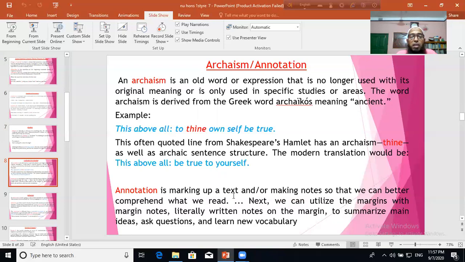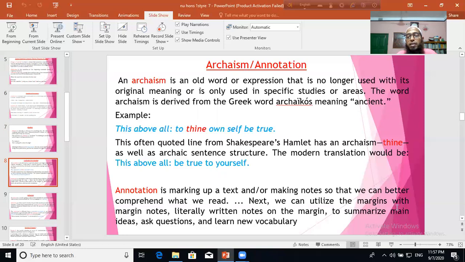So annotation is marking up a text and or making notes so that we can better comprehend, we can better understand what we read. This is a work done when reading. Sometimes we highlight, sometimes we red mark some words or events or dates. Sometimes we write down in our notebook. So this is called annotation, and that helps us to understand the text.